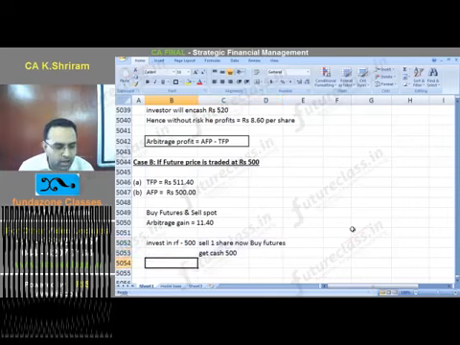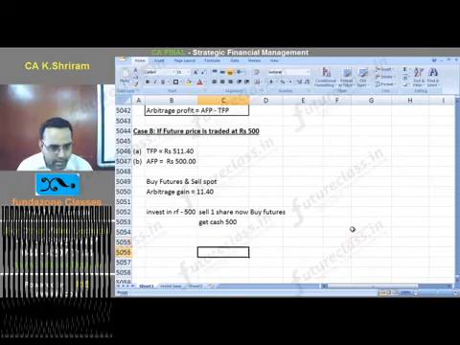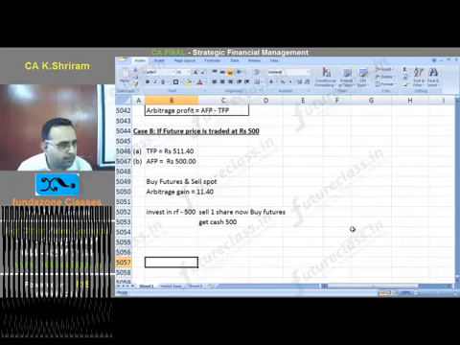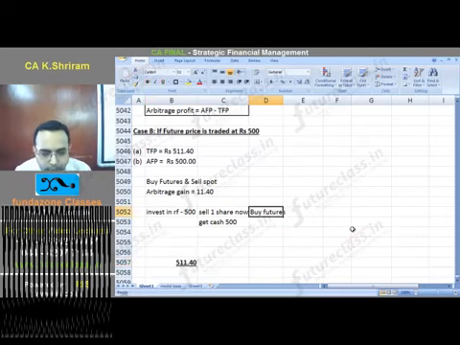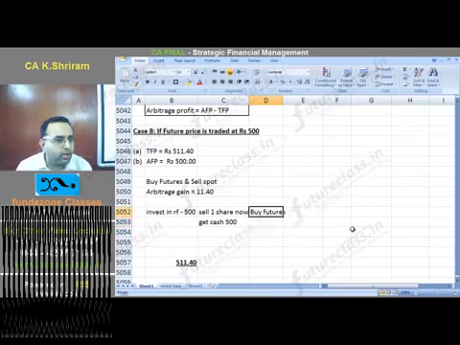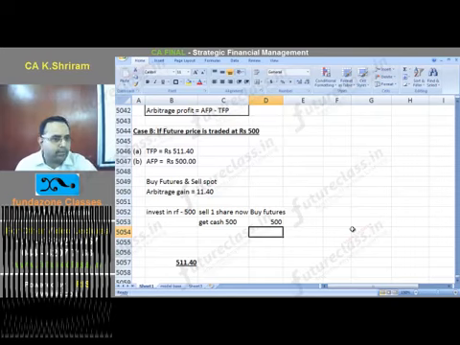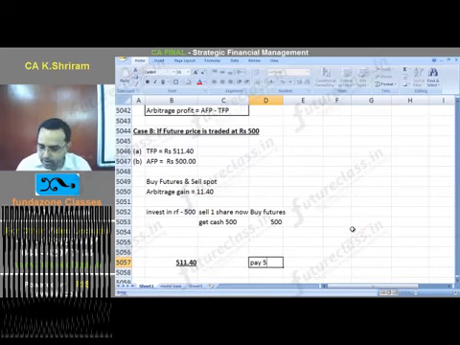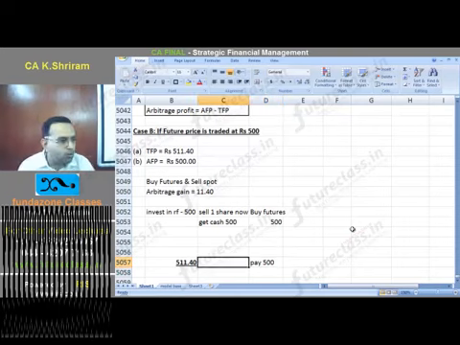At the end of the 3rd month, what will happen? You will not have a share because it's already sold, correct? And you will have cash, which is nothing but 500 compounded. That's going to be 511.40. This investment would have grown to 511.40, correct? And you have a buy futures to honor. What is the price at which you have to buy futures? 500. That's today's traded price at which you entered into the contract. So on that particular day, you will pay 500, correct? And then buy one share and give it back to your portfolio.